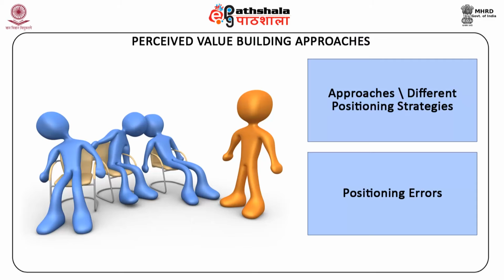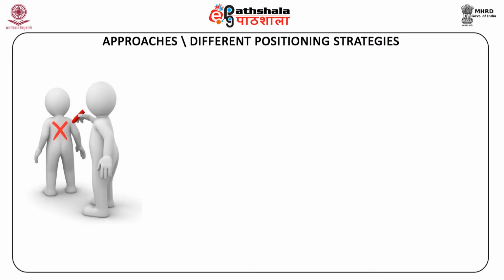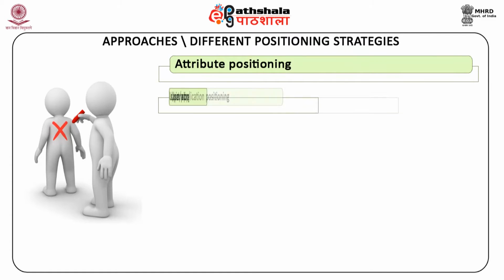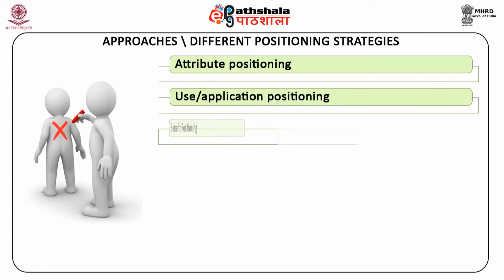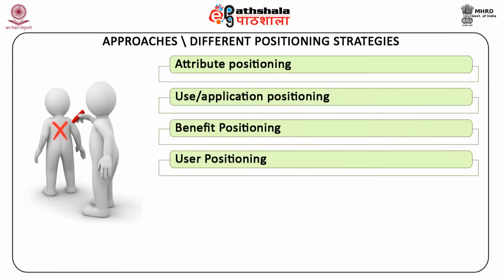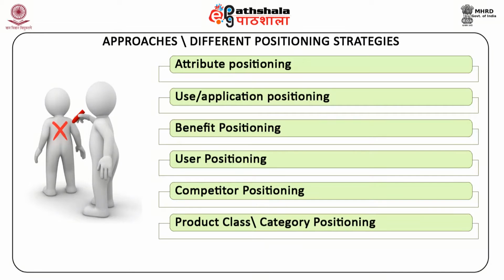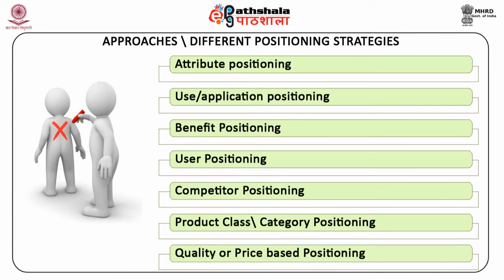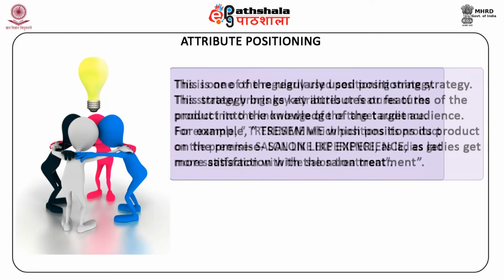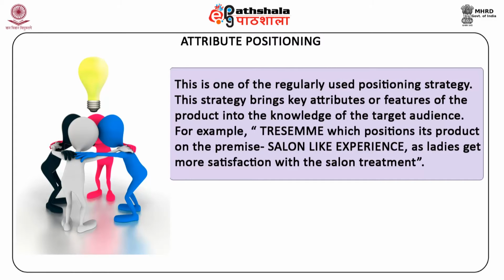Next, we will discuss perceived value building approaches. Under this, we will talk about approaches, different positioning strategies, positioning errors. First, we will discuss approaches or different positioning strategies. It includes attribute positioning, use application positioning, benefit positioning, user positioning, competitor positioning, product class category positioning, quality or price based positioning. Attribute positioning. This is one of the regularly used positioning strategies.